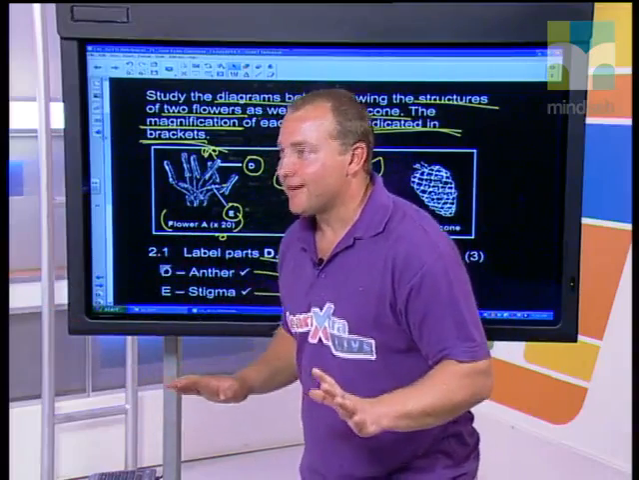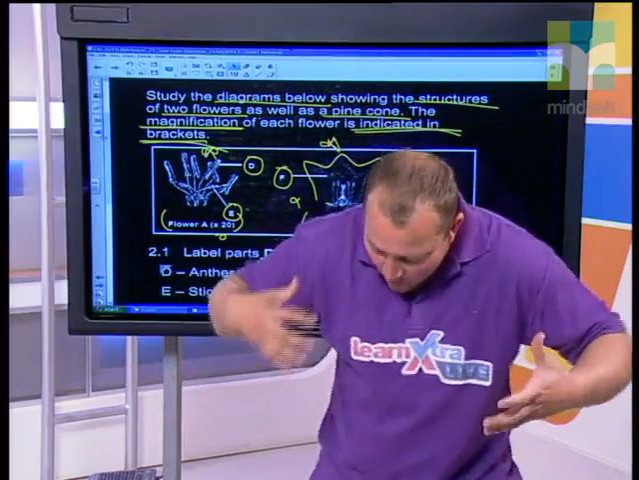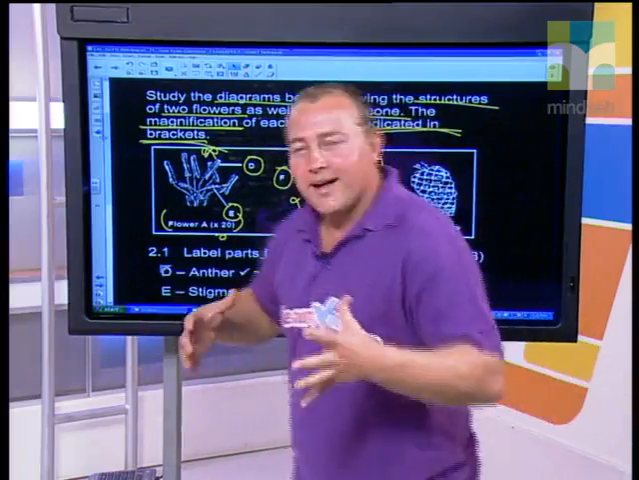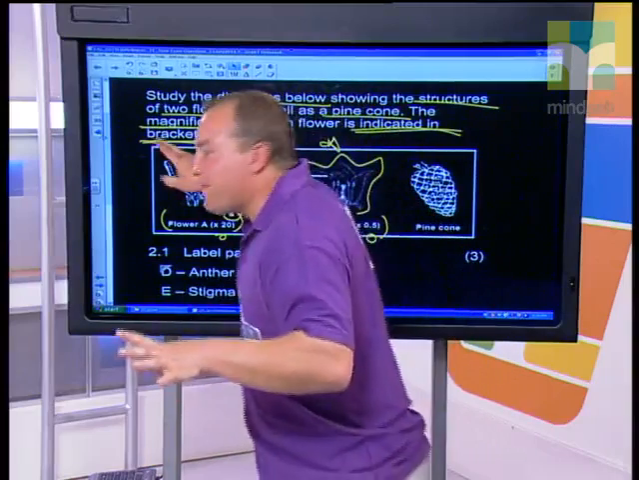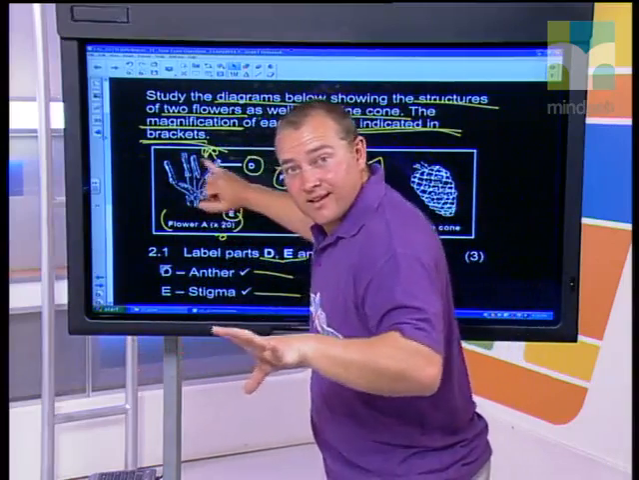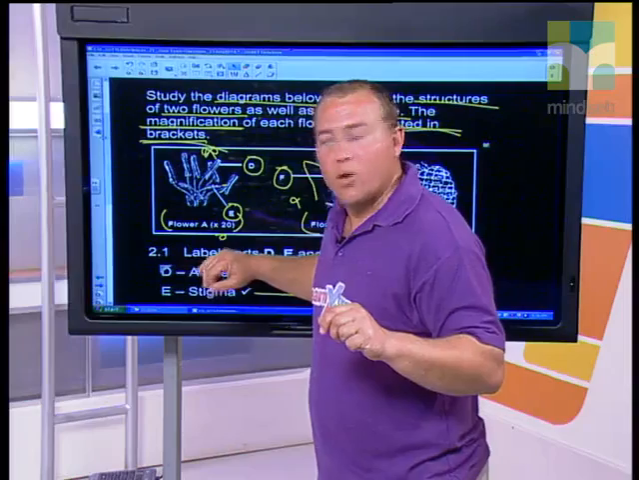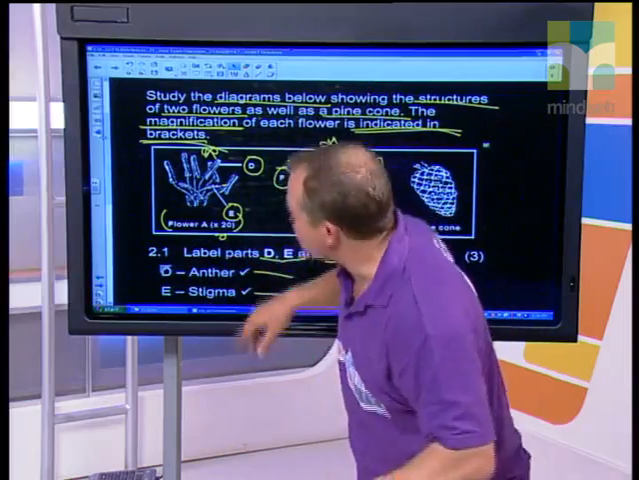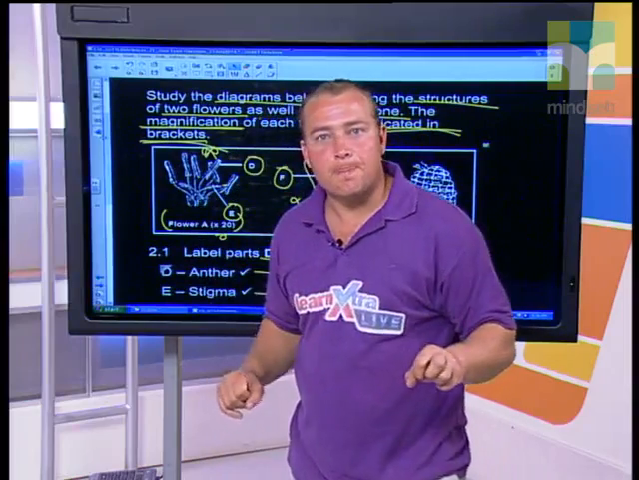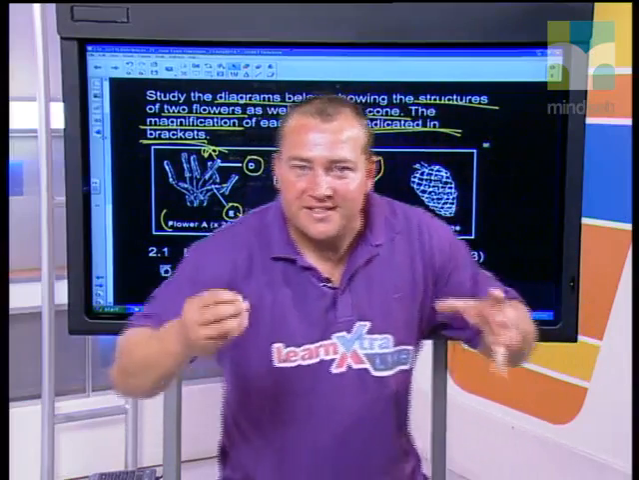We happy? Wrong. It's very simple. Magnification. In other words, this thing is 20 times bigger, or 20 times smaller, should I say, than what you see here. This one is 0,5 times smaller.